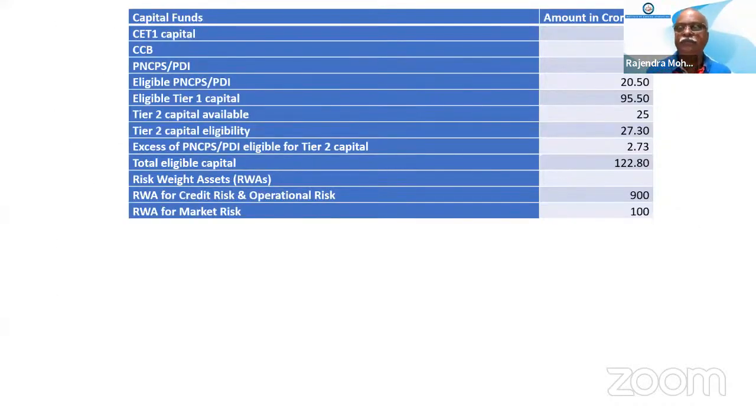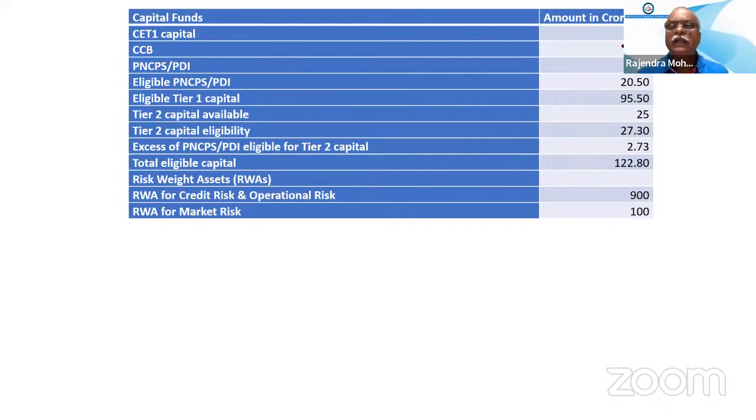So these are the things given. Some of the information which are given here, just read it. We have the capital funds and risk-weighted assets given, and also total eligible capital. CET capital is 75, capital conservation buffer 25, PNCPS PDI 30, out of which eligible PNCPS PDI is 20.50. Eligible Tier 1 capital is 95.50, Tier 2 capital available 25, Tier 2 capital eligibility is 27.30. Excess of PNCPS PDI eligible for Tier 2 is 2.73. Total capital eligible is 122.80. Risk weight asset for credit and operational risk together is 900. Market risk is 100. So these are the information given.